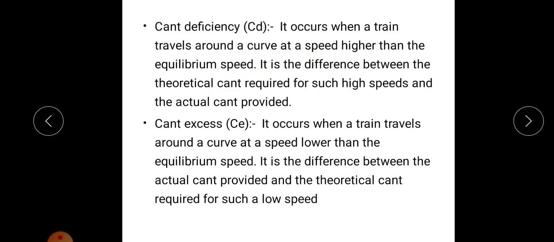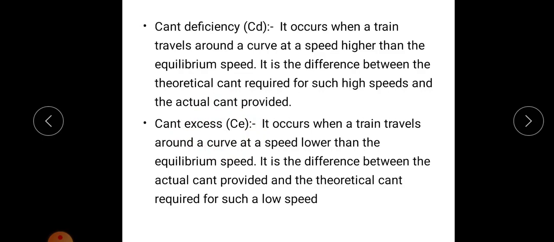It is the difference between the theoretical cant required for such a high speed and the actual cant provided. The actual cant we have provided based on the average speed of the vehicle, but practically the train is moving at a higher speed. When the train is moving at higher speed, the centrifugal force will not be counteracted by the provided cant. So there will be a deficiency of cant, or deficiency of super elevation. That is known as cant deficiency. This condition occurs when the train travels at a speed higher than the equilibrium speed. That is cant deficiency. And next is the cant excess.